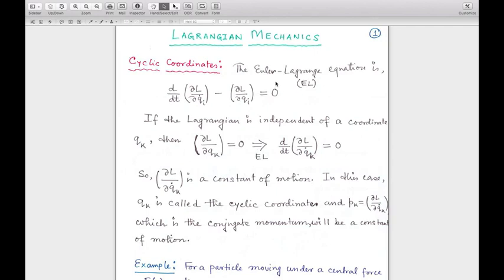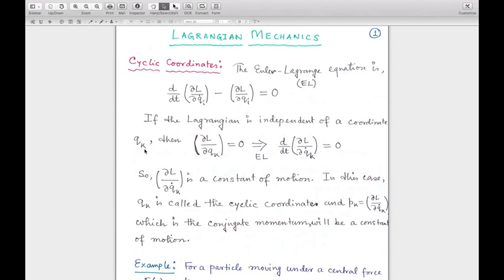If we recall the Euler-Lagrange equation, then we can say that d/dt of ∂L/∂q_i dot minus ∂L/∂q_i is equal to 0, where L is the Lagrangian of a system, t is time, and q_i is the ith generalized coordinate, and q_i dot is the corresponding generalized velocity. And i ranges from 1 to n, where small n is the number of degrees of freedom of the system.